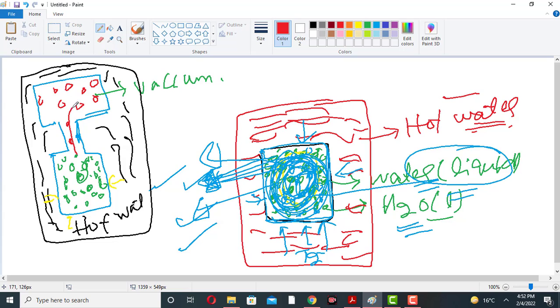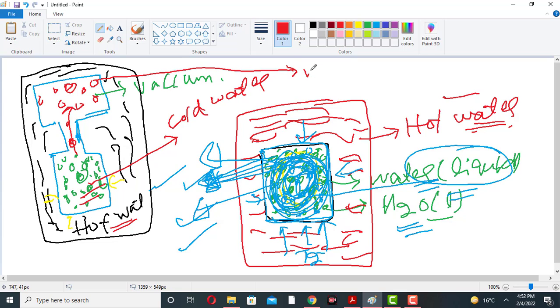This is because there is space available for water vapor to go there. Suppose this is the hot water and this is the cold water. When we heat this cold water, the temperature of the cold water will increase, and after a certain time some water vapor will form above the liquid water. These are the water vapor. In this case the whole space is available for water vapor.